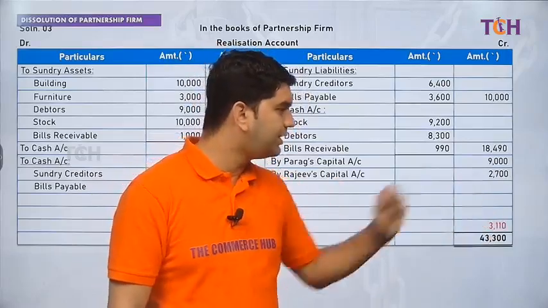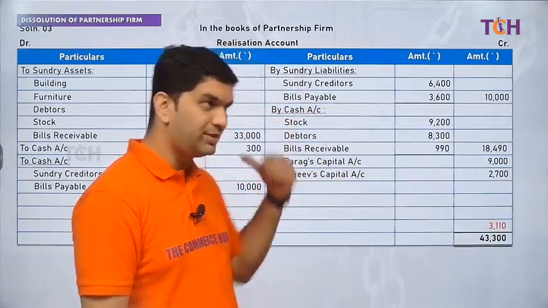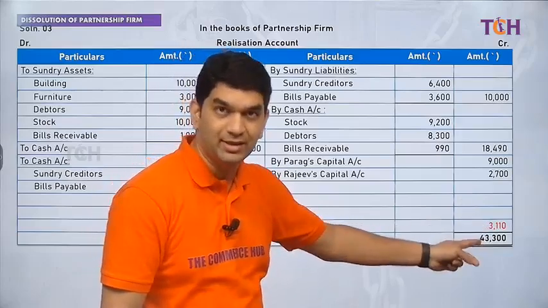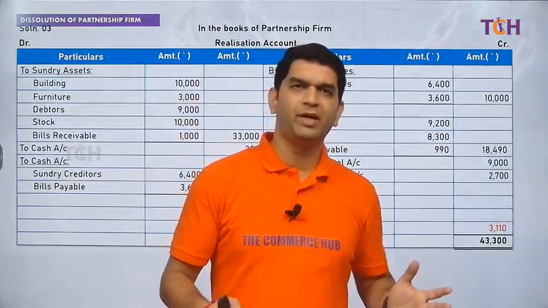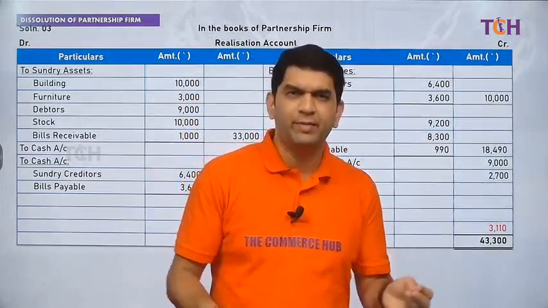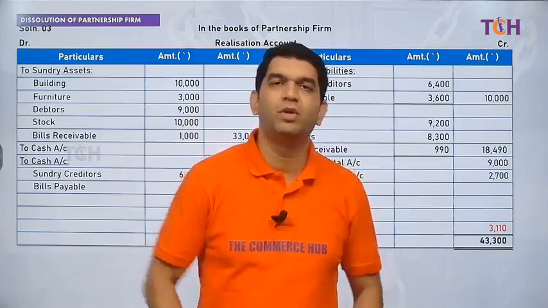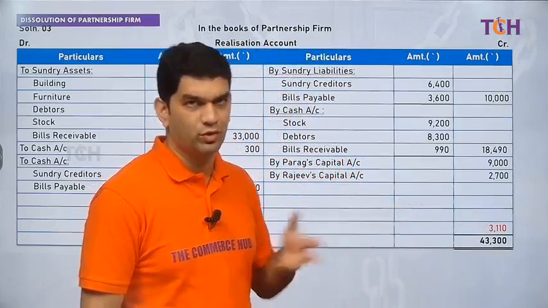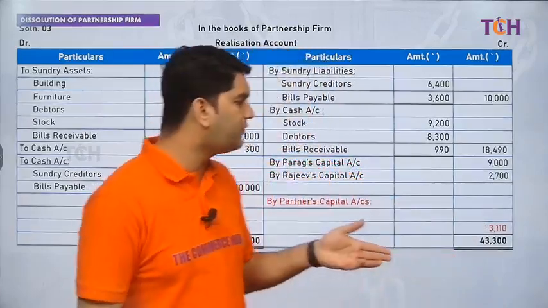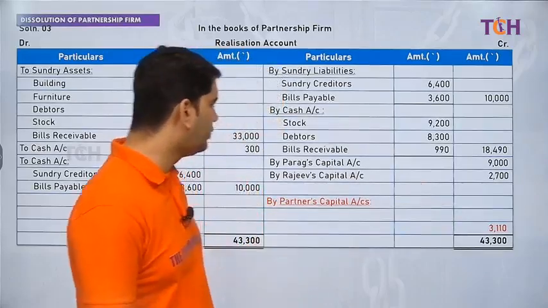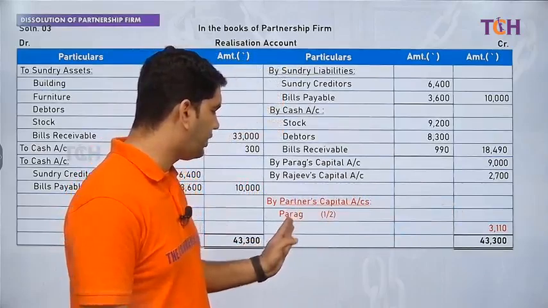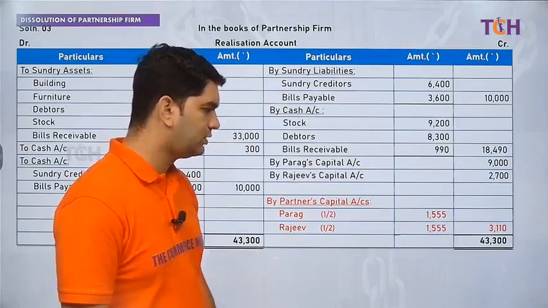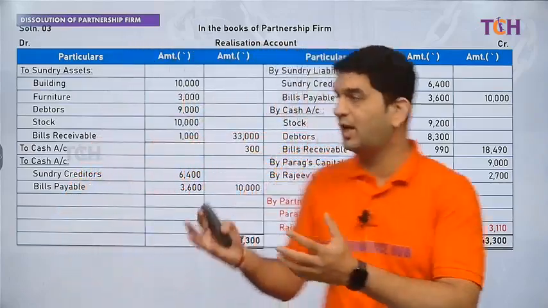So 3110. It is a debit balance because debit side is heavier. So we are getting the balance on credit side. This refers to debit balance. That means it is loss. So doesn't matter whether there is profit or loss, whatever it may be, we have to first transfer it to capital account of partners. So this amount we will be dividing in partners in their ratio. So right now the ratio is equal. So it is very easier for us to divide this amount into partners. So by partners capital account, Parag will get half share of loss and also Rajiv will get half share of loss. So this is what your realization account looks like.